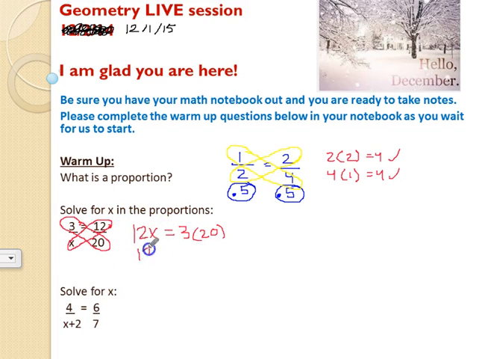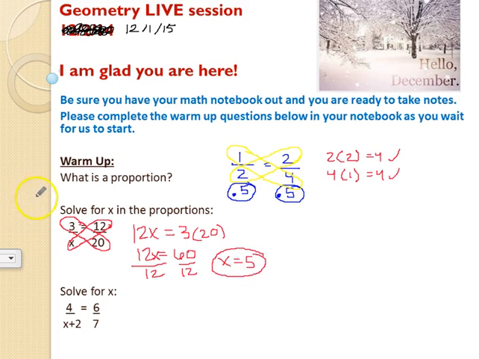So 12x is going to equal 3 times 20, which is 60. Oops, I forgot the x in there. And then to solve for x, we're just going to divide each side by 12. What is 60 divided by 12? If you said 5, you are correct. 60 divided by 12 is 5. So we know the unknown x variable is equal to 5.